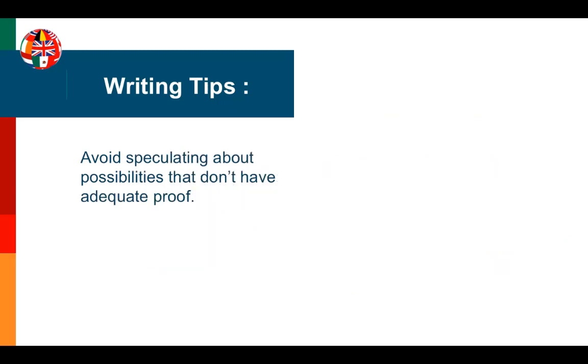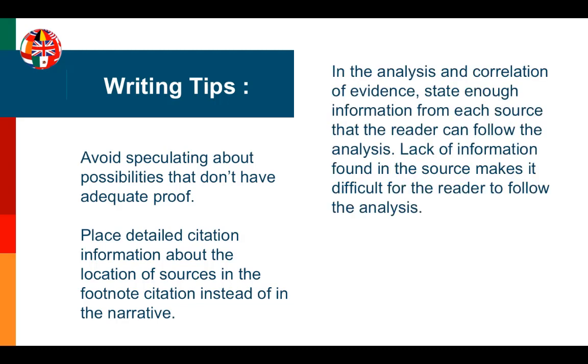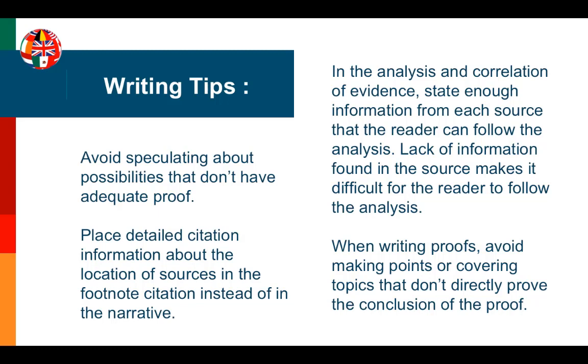Avoid speculating about possibilities that don't have adequate proof. Place detailed citation information about the location of sources in the footnote citation instead of in the narrative. In the analysis and correlation of evidence, state enough information from each source that the reader can follow the analysis. Lack of information found in the source makes it difficult for the reader to follow the analysis. When writing proofs, avoid making points or covering topics that don't directly prove the conclusion of the proof.